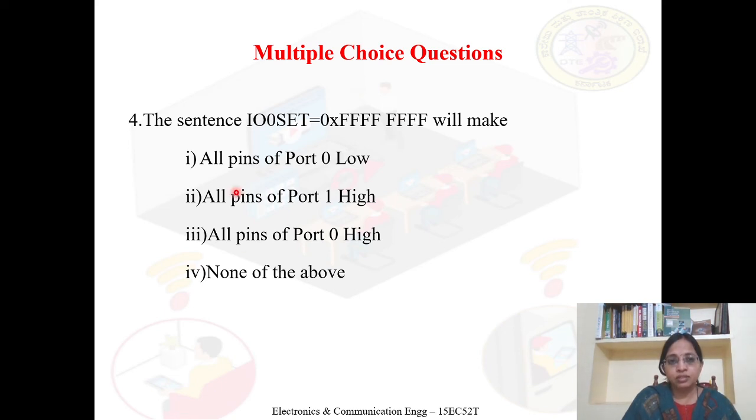The next question is, the sentence IO0SET is equal to 0xFFFFFFFF will make all pins of port 0 low, all pins of port 1 high, all pins of port 0 high, none of the above. Which is the correct answer? Yes, the correct answer is the third one. All the pins of port 0 will become high.